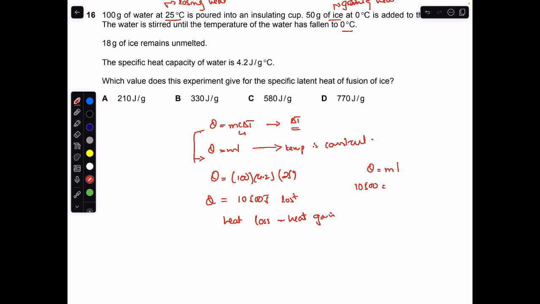Mass you're only going to take of the ice that has melted. So only 32 grams of ice has melted. So I'm going to take mass as 32. And latent heat I need to calculate. From here you get 328.125, which is approximately equal to B.